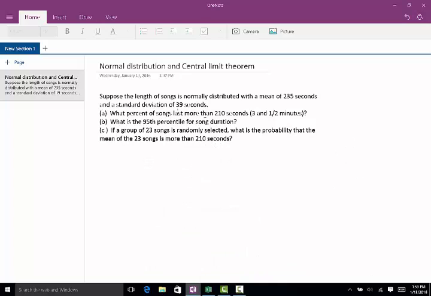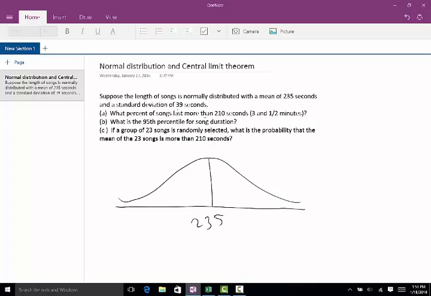Part B. Find the 95th percentile. I call this the normal backwards. We'll start out the same way. Draw the normal curve. 235 goes in the middle. It's going to be some value much higher than 235, right? 235 is the mean, also the median by the symmetry. We want the 95th percentile.